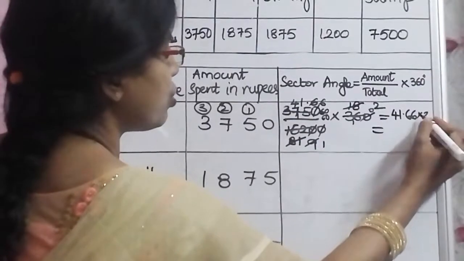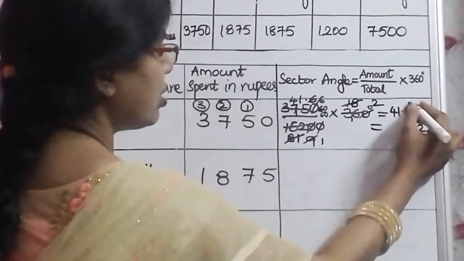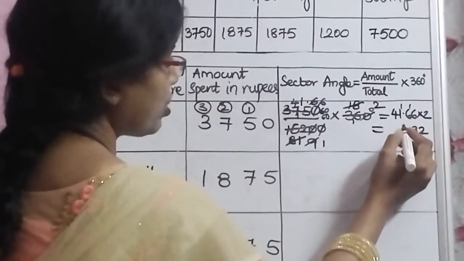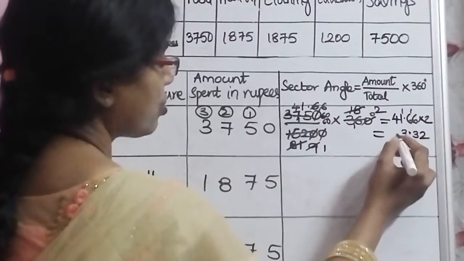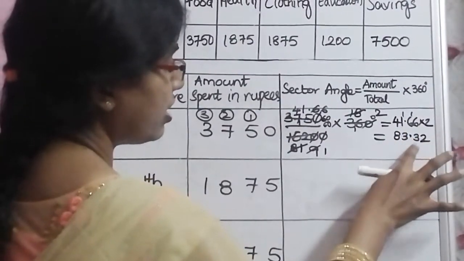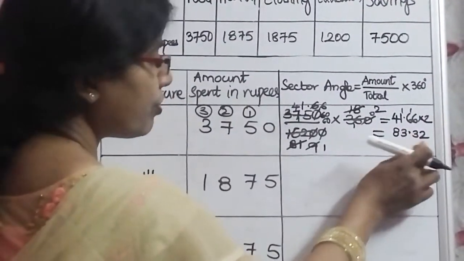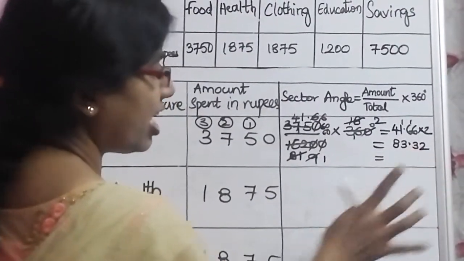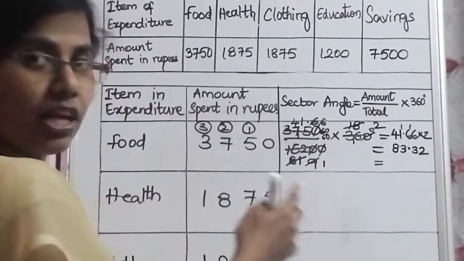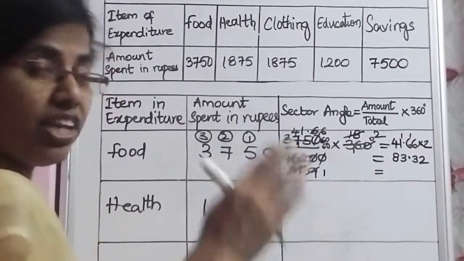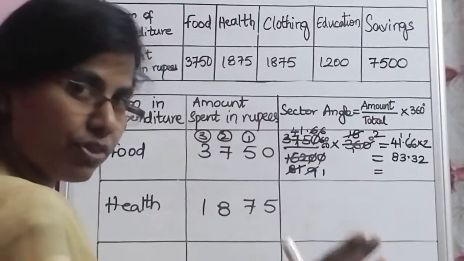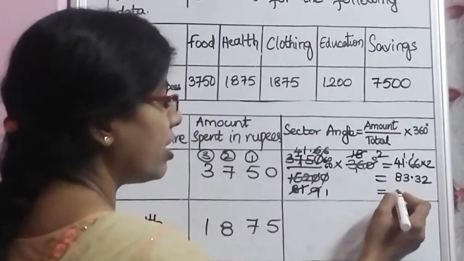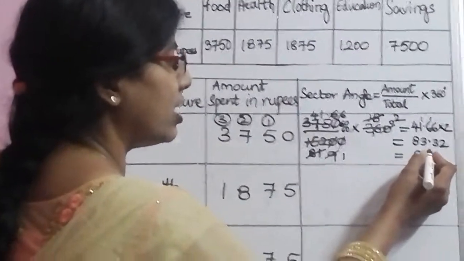So let us multiply this. 2 6s are 12. 12 plus 1 is 13. 2 1s are 2. 2 plus 1 is 3. 2 4s are 8. So you got 83.32. Now round off this to a whole number. Okay. So 3 is there. From 1 to 4, if it is there, the whole number will remain the same. When it is 5 or more, it should be rounded off to the next whole number. So here you will get 83 degrees.